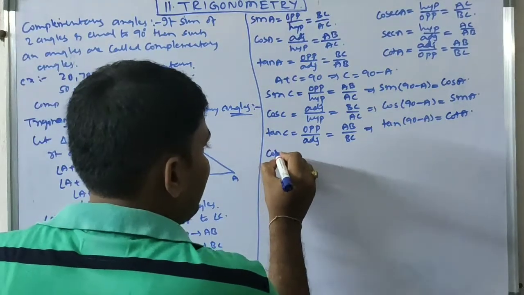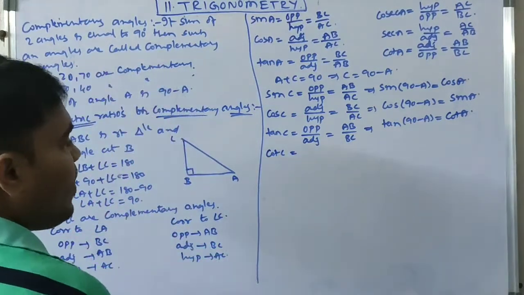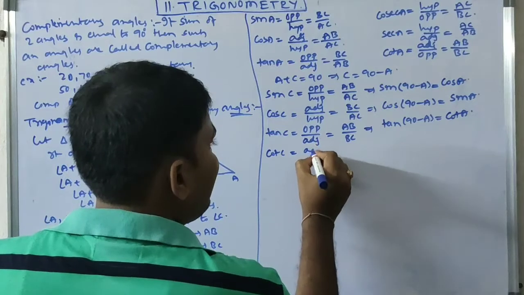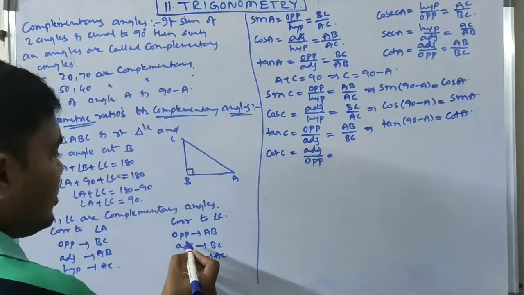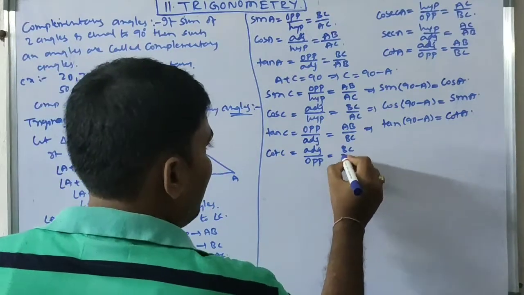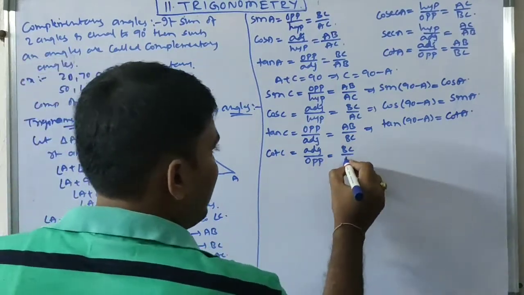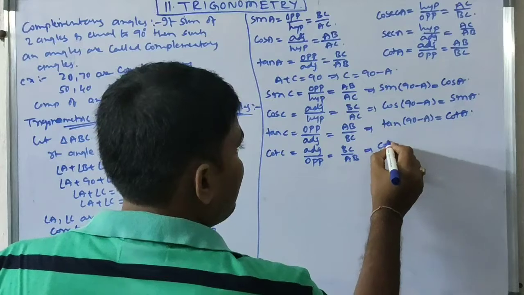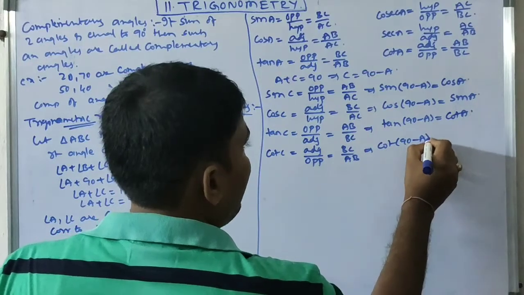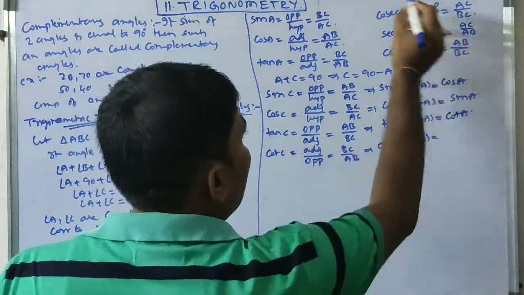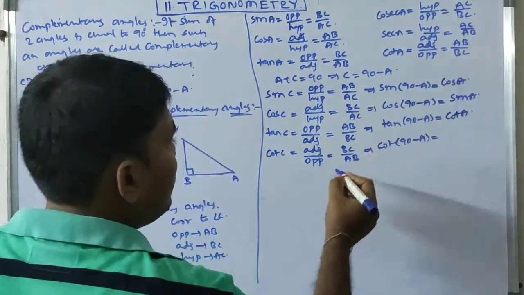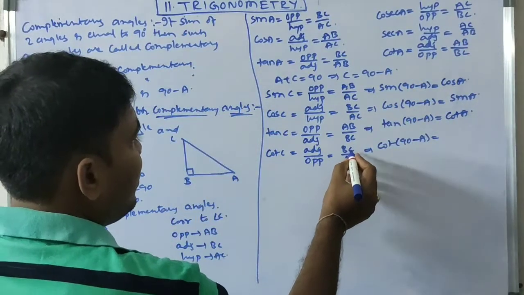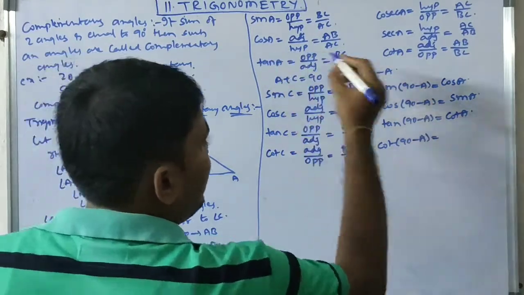Next, cot C. Cot C equal to adjacent by opposite. What is adjacent? BC. Opposite is AB. So cot C equal to cot of 90 minus A equal to BC by AB. In all these, BC by AB here is tan A.